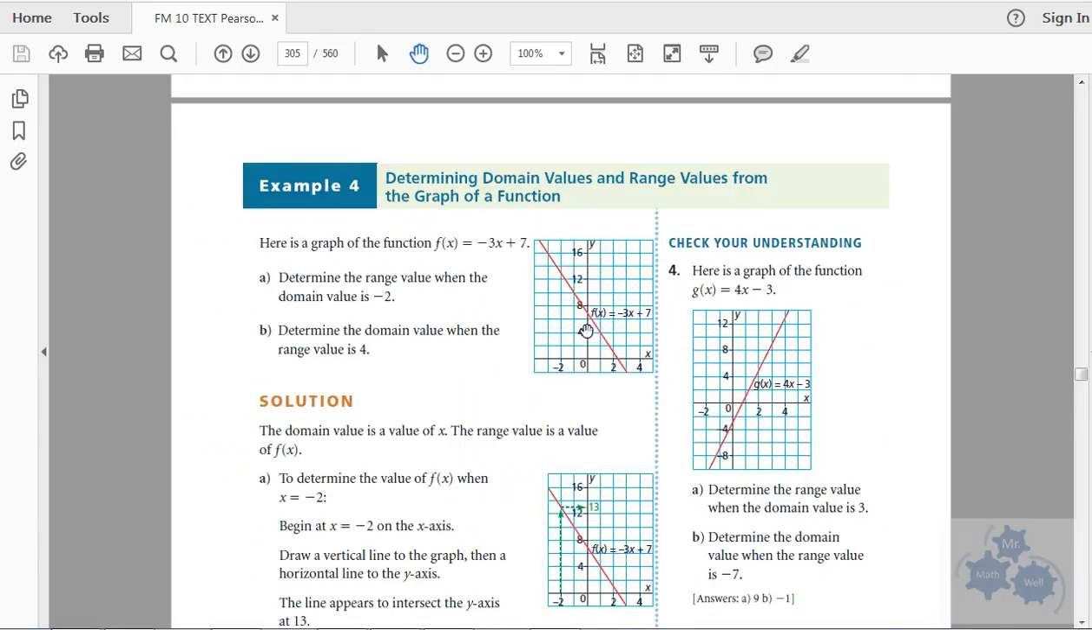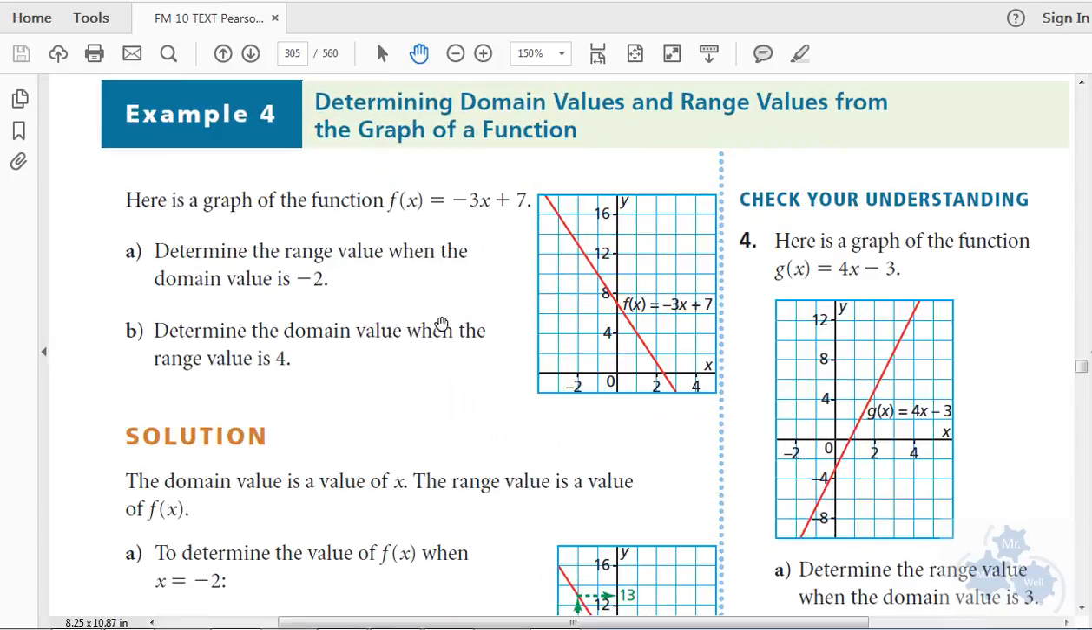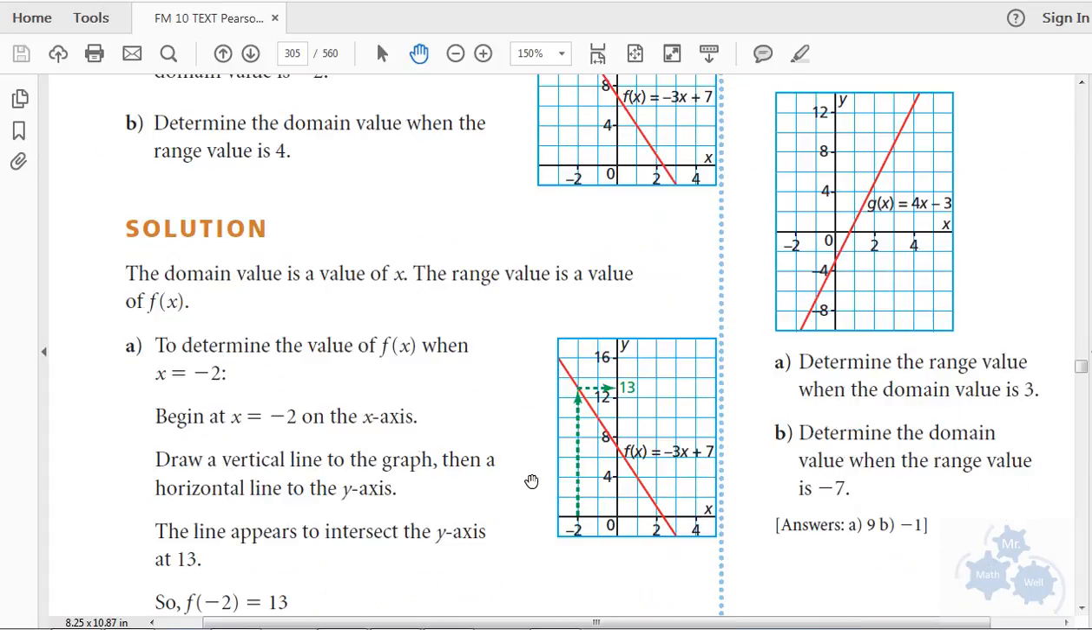Okay, so let's just get to the actual question then. Determine the range value when the domain value is negative 2. Okay, the domain. All right, keep paying attention here. We're almost there. The domain is what? Is it x or f of x? X, good. So when the domain value is negative 2, that means I'm looking for what is f of x, the range value over here, when the domain value is negative 2. So you just plug that in, don't you? Here's the answer down here.